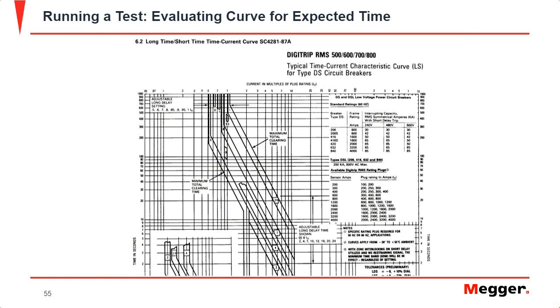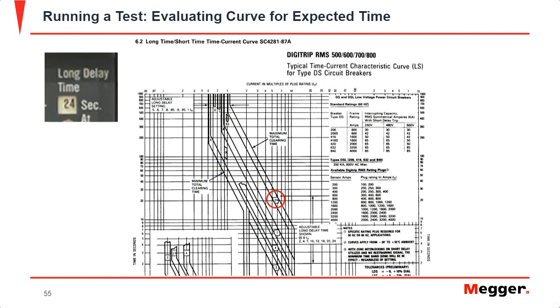So again, your current's gonna be on the horizontal axis, right? So we know we had a long time delay on our trip unit of 24. So when looking at these different time bands, we wanna pay attention to the one that's marked 24, because that's the time band for that specific delay setting. So then we're gonna go ahead and look, okay, well, we know we were testing at 3 times or 300% of the long time pickup.